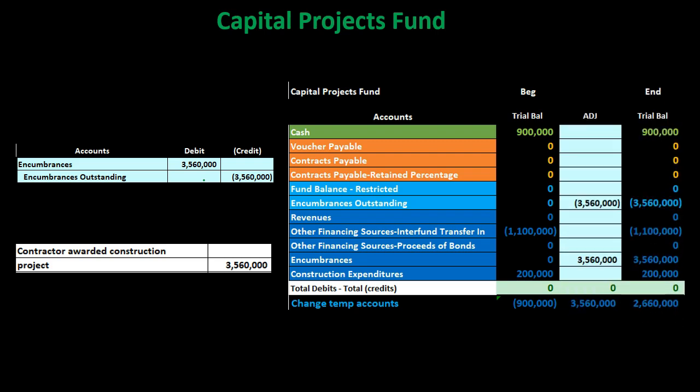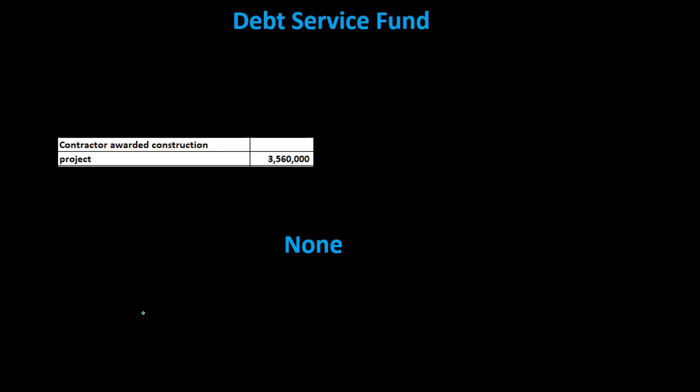So if we record this, then we're going to debit encumbrances, increasing in the debit direction. The other side is going to encumbrances outstanding, increasing encumbrances outstanding in the credit direction. We're going to have to reverse this exactly when we actually can record the expenditures, at the point in time that they have been incurred.